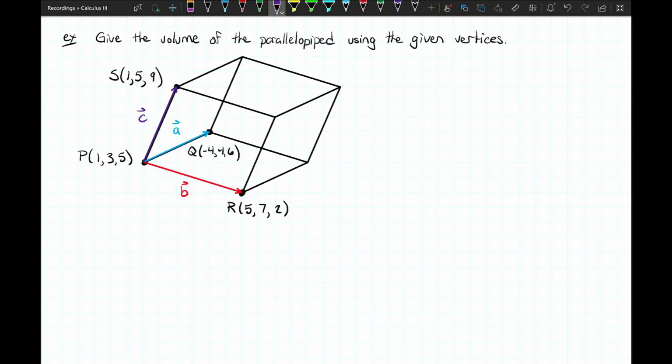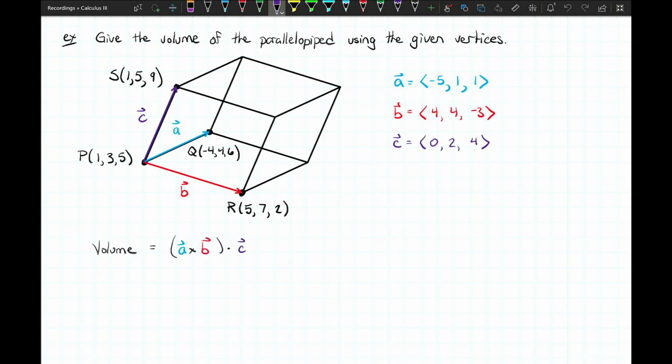Let's calculate A component-wise by using Q minus P. That would be -4 minus 1, 4 minus 3, and 6 minus 5. And we'll repeat that with B and with C. Now for the scalar triple product, we're going to need to take the cross product of 2 of these vectors and dot product with the third. Why don't we go ahead with the cross product of A cross B and then take the scalar product of the result with C. Don't forget, for volume, we make sure that it is positive. Let's start off with the cross product.